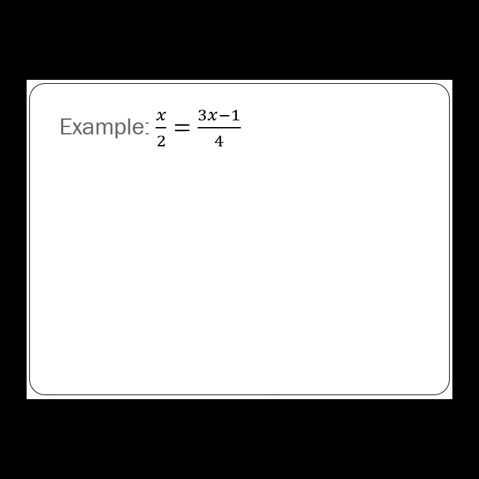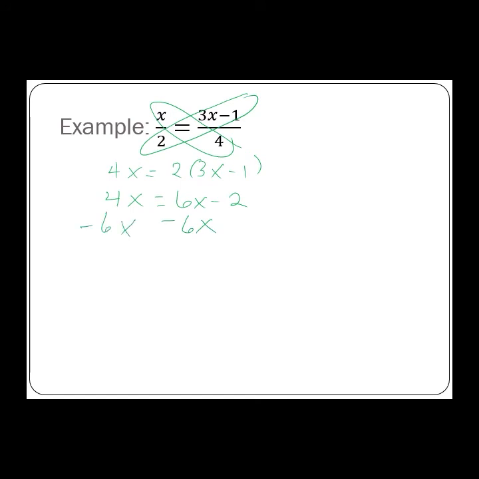Here is another proportion. So again, we will cross multiply. 4x equals 2 times 3x minus 1. Now we are going to distribute to remove parentheses. And I usually move the smaller thing, but since the right side has more terms, I'm going to move the 6x. So we get negative 6x makes negative 2x equals negative 2. Divide both sides by negative 2, and I get x equals 1.